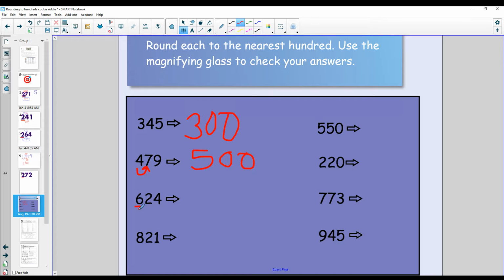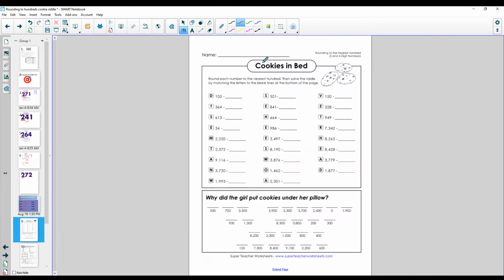Here's the 6. Look next door. This one is a 2. 4 or less. Let it rest. Stay at 600. 821, the hundreds place. Right here, this is 4 or less. Let it rest. All right, let's look at the worksheets we're going to be doing today.